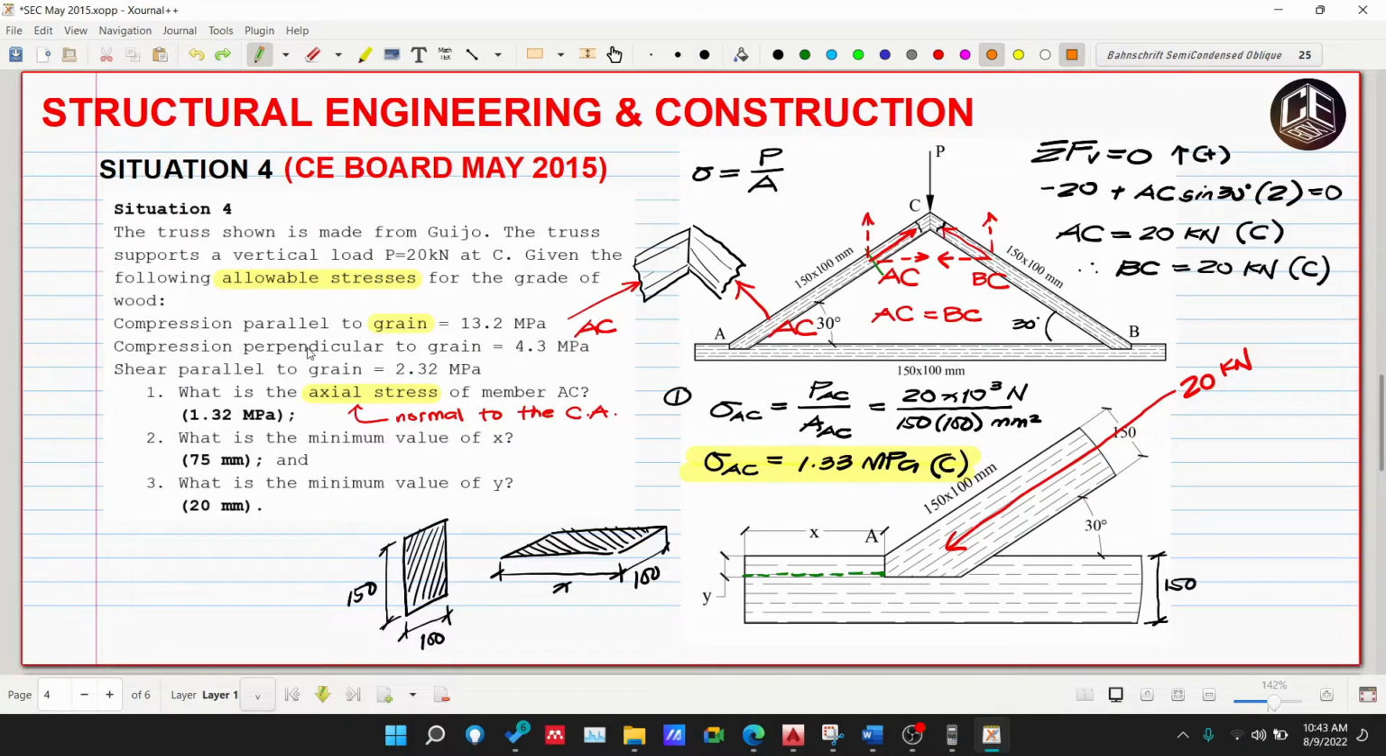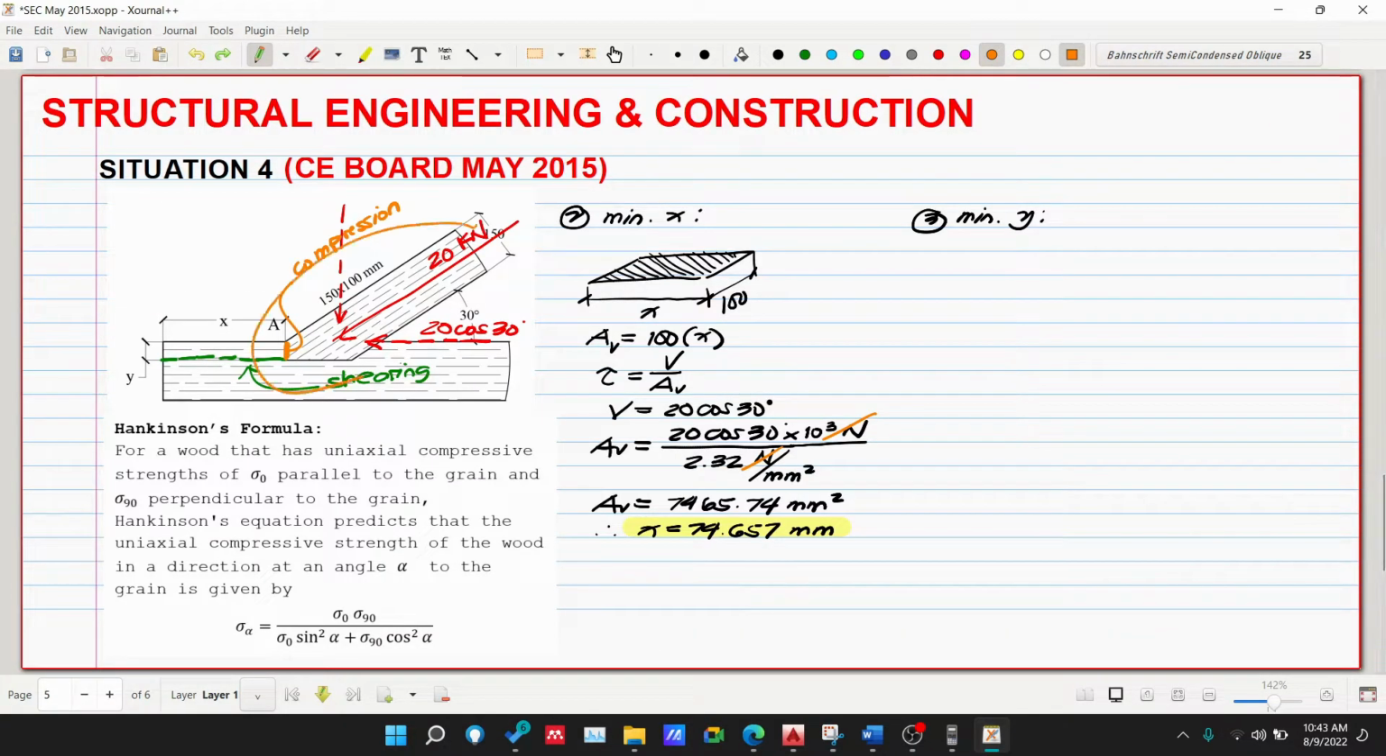Kaso nga, ang nakalagay lang kasi rito is parallel and perpendicular. Eh, paano ba yung ating wood? Naka-incline siya. Okay? So, naka-incline. Hindi naman directly perpendicular or parallel sa ating Y yung ating grain. So, anong gagawin natin? Gagamitin natin yung concept ni Hankinson's. So, gamitin natin yung Hankinson's formula. So, ano nga bang sinasabi ng Hankinson's formula?